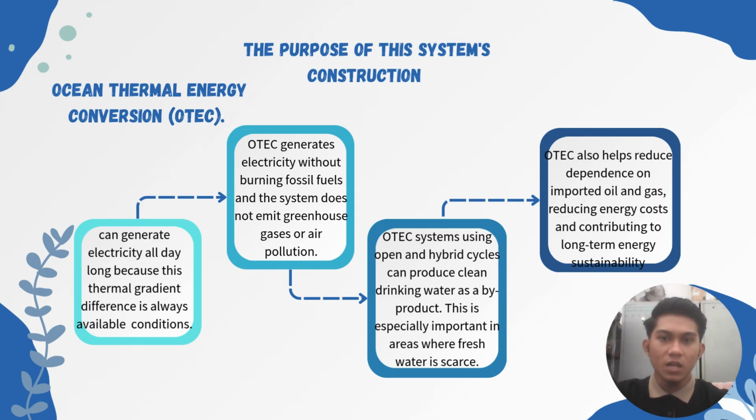Second, OTEC generates electricity without burning fossil fuel, and the system does not emit greenhouse gas or air pollution. Third, OTEC systems using open and hybrid cycles can produce clean drinking water as a byproduct. This is especially important in areas where fresh water is scarce. And the last, OTEC can help reduce dependence on imported oil and gas, reducing energy costs and contributing to long-term energy sustainability.